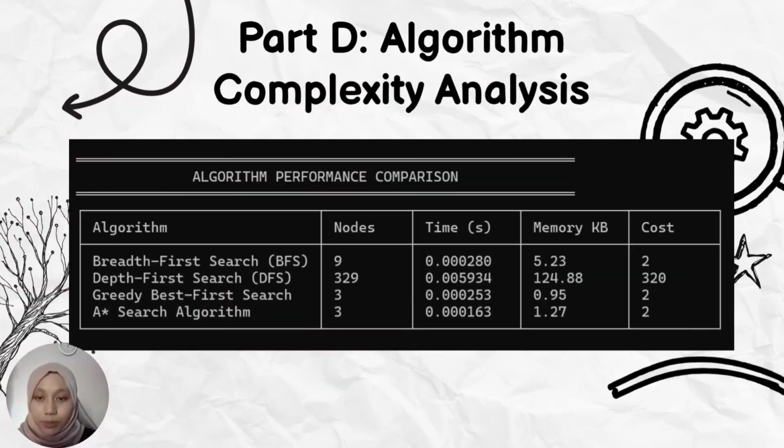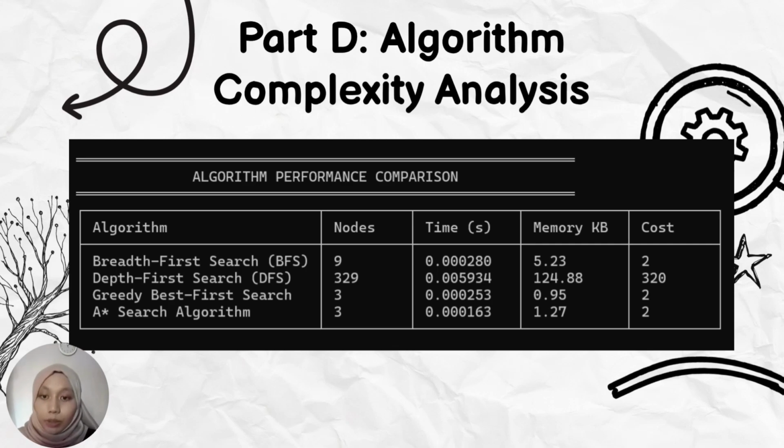Okay, next I'll present part D, algorithm complexity analysis. As we can see from the performance comparison table, there are 4 algorithms, which are BFS, DFS, greedy best first search, and also A star search. Firstly, I want to start with BFS, which expanded 9 nodes with a path cost of 2.